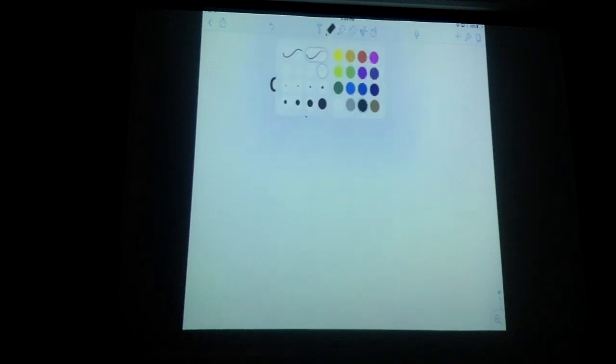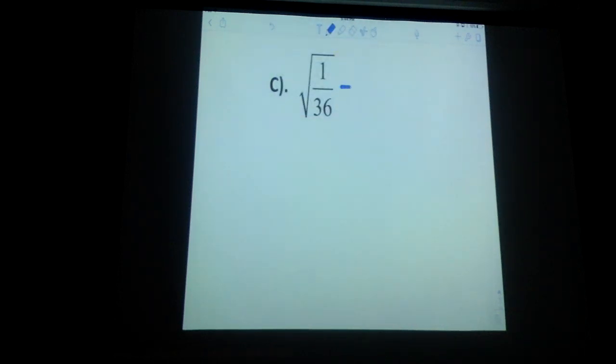In other words, what you can do is break this radical up and say the square root of 1 over the square root of 36. What's nice about that is then you can just simplify piece by piece. In your numerator, where you have the square root of 1, the square root of 1 is just the number 1.